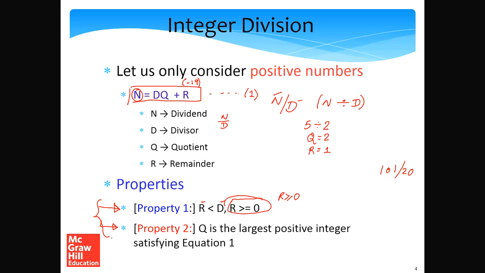Maybe the way that we should modify this slide is by saying: satisfying equation 1 and property 1.